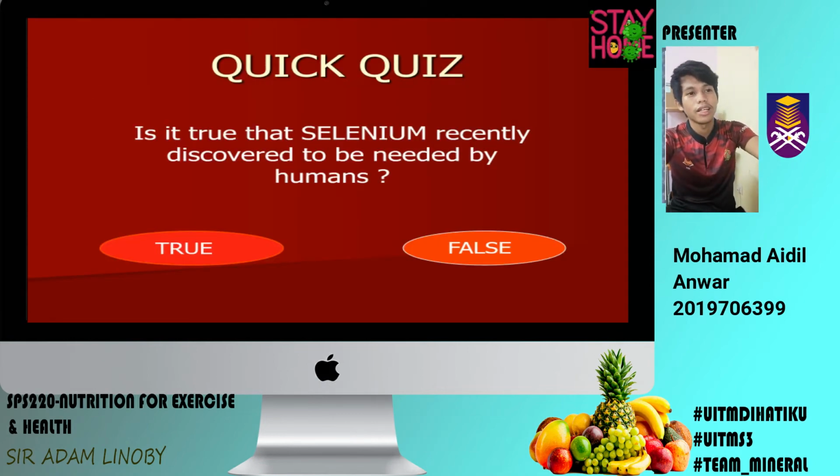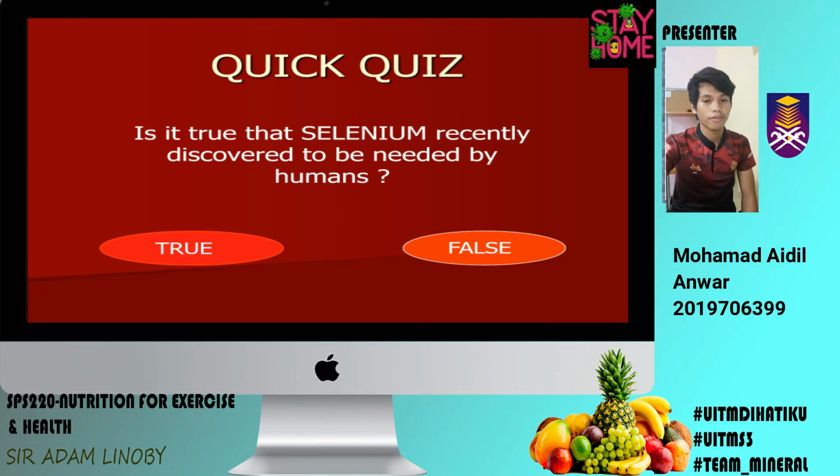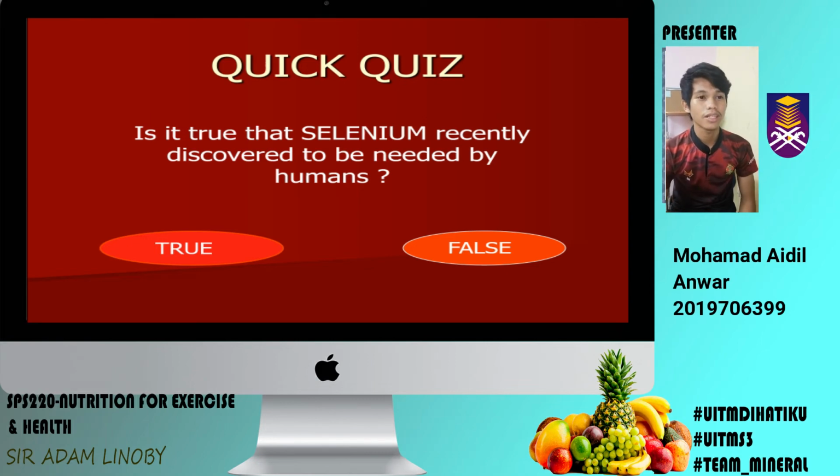Quick quiz. Is it true that selenium was recently discovered to be needed by humans? You have 5 seconds. 5, 4, 3, 2, 1. The answer for this quiz is false. The most needed mineral in the human body is chromium.